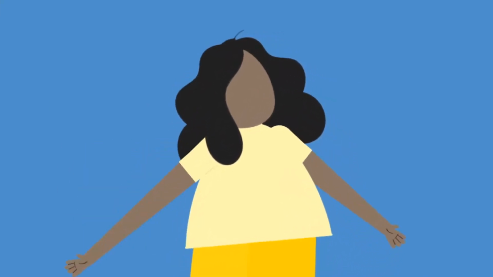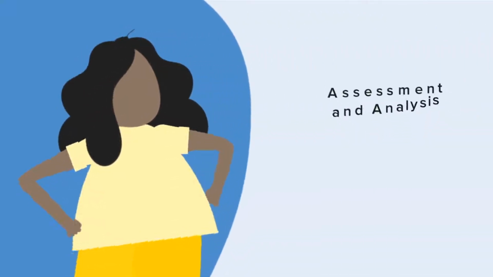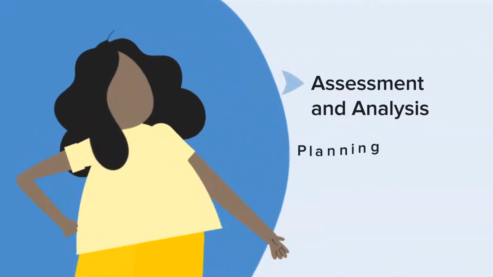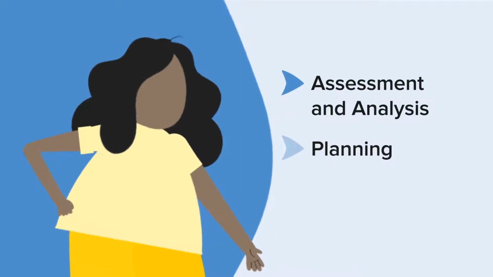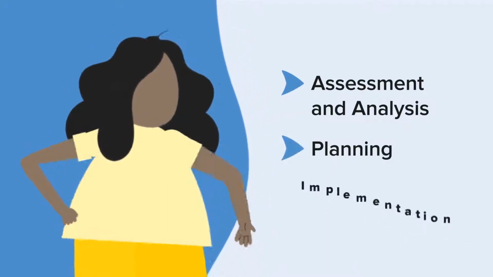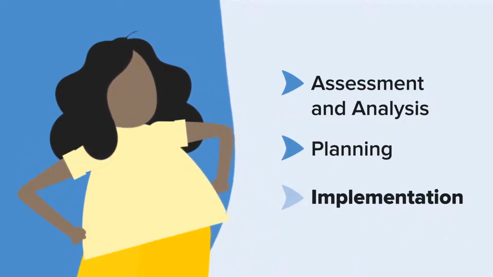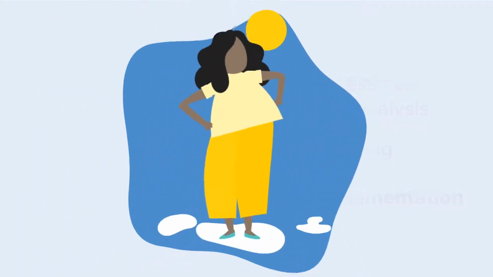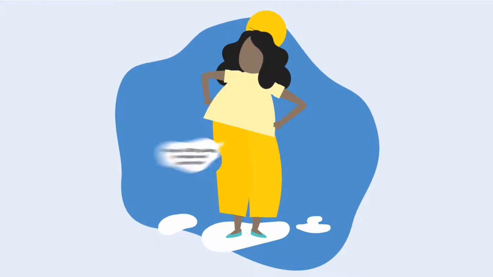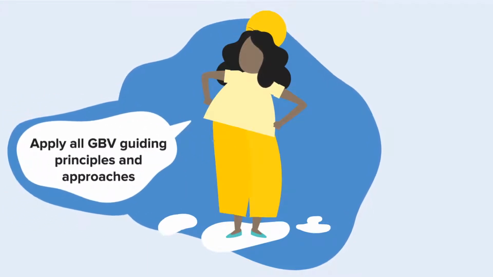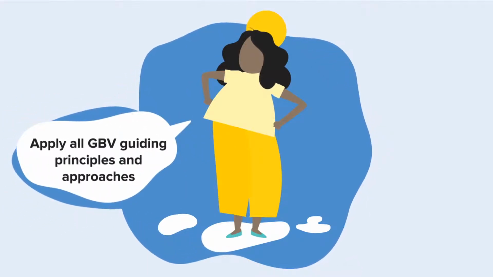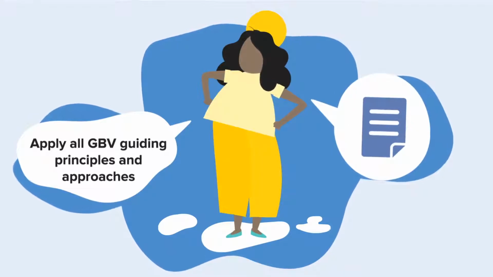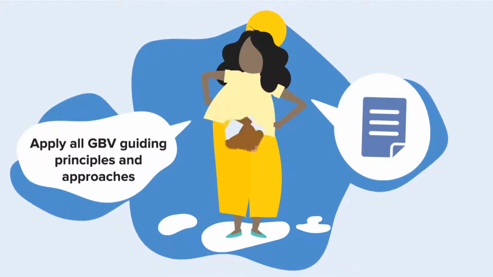Let's assume we have mainstreamed GBV risk mitigation in the program assessment, analysis, and planning phases. What are some common GBV-related considerations to ensure that GBV is mainstreamed in program implementation activities? Remember to apply all GBV guiding principles and approaches to all program implementation activities. See the link to the minimum standards on GBV at the end of the video.